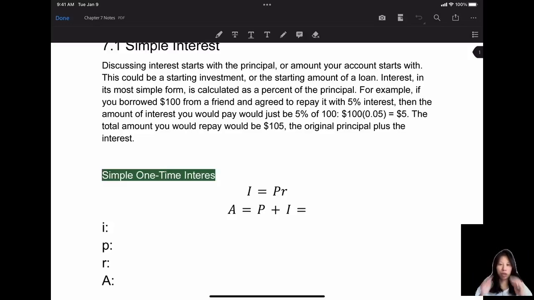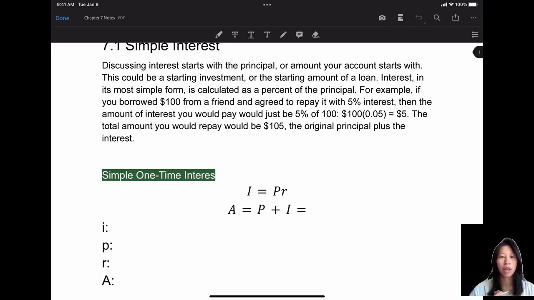Hello, in this chapter we're going to talk about simple interest. Simple interest starts with a principal, or the amount your account starts with. This could be a starting investment or the starting amount of a loan. Interest in its most simple form is a percentage of the principal.